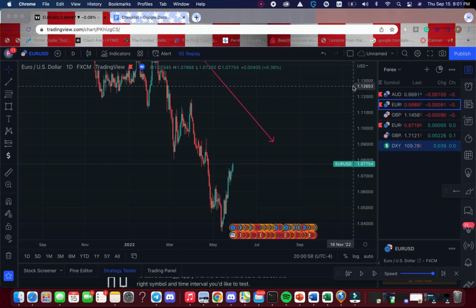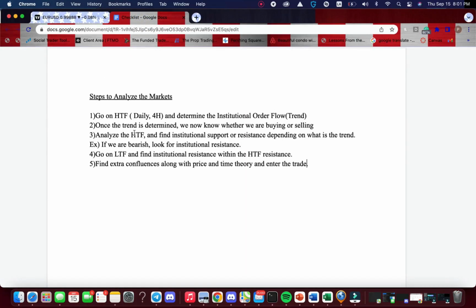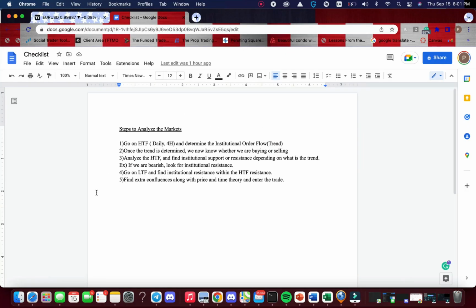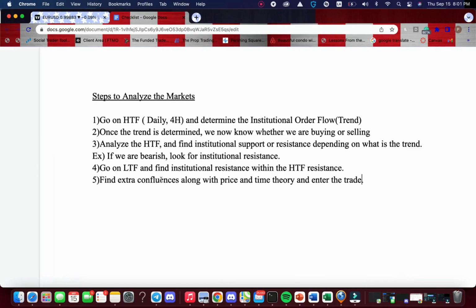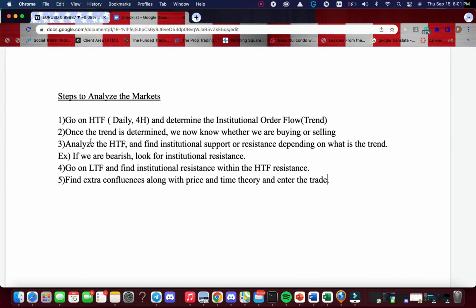Okay guys, so for this video we'll be tying up all the concepts that were just taught, and we'll be going over how I analyze the markets and find my trade ideas. So the first step is we have to go on the higher time frame and determine what exactly is the trend, or the institutional order flow, as ICT says.